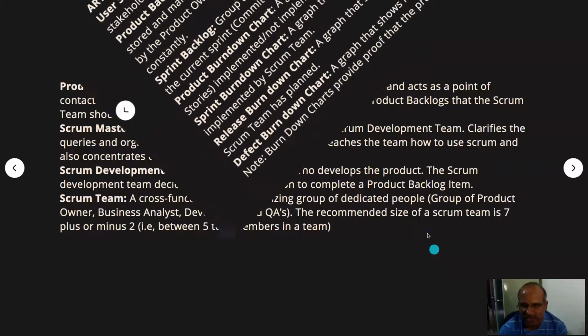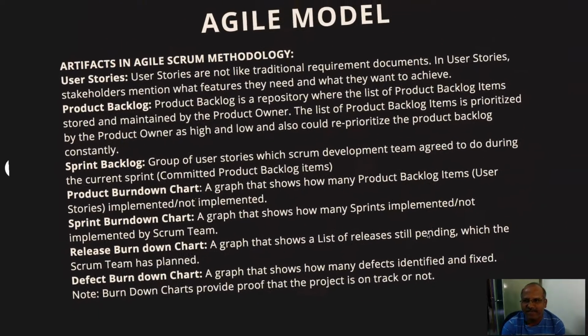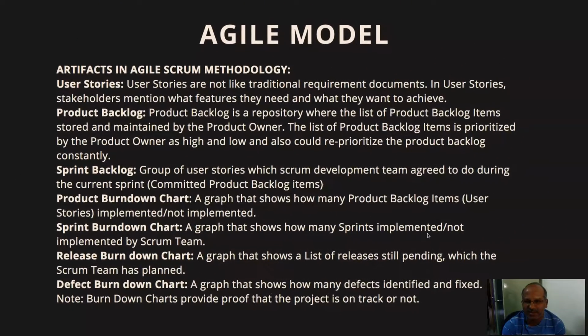What are the artifacts that get created in the Agile model? These are the various artifacts that are created. The user stories. These are not like requirement documents. In user stories, stakeholders mention what features they need and what they want to achieve.